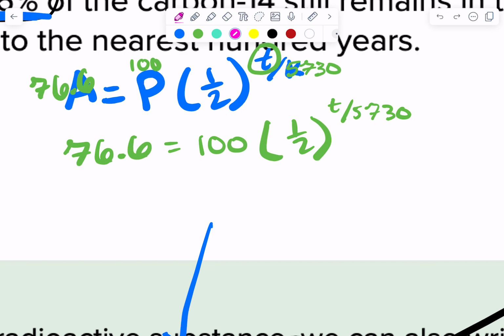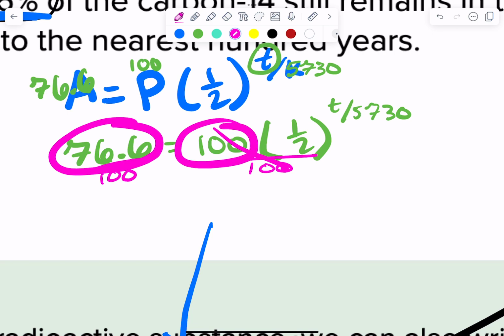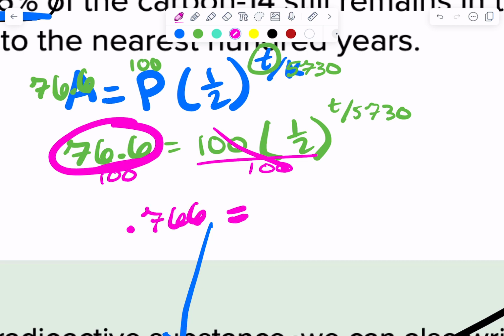Okay, so what would you do first? Start with any number you want, like 100. You might as well just pick one, because then you don't have to divide by anything, right? We just need whatever this is and this to be in the relationship of 76.6%. So you could have just put 0.766 equals 1/2 to the T over 5730, right?